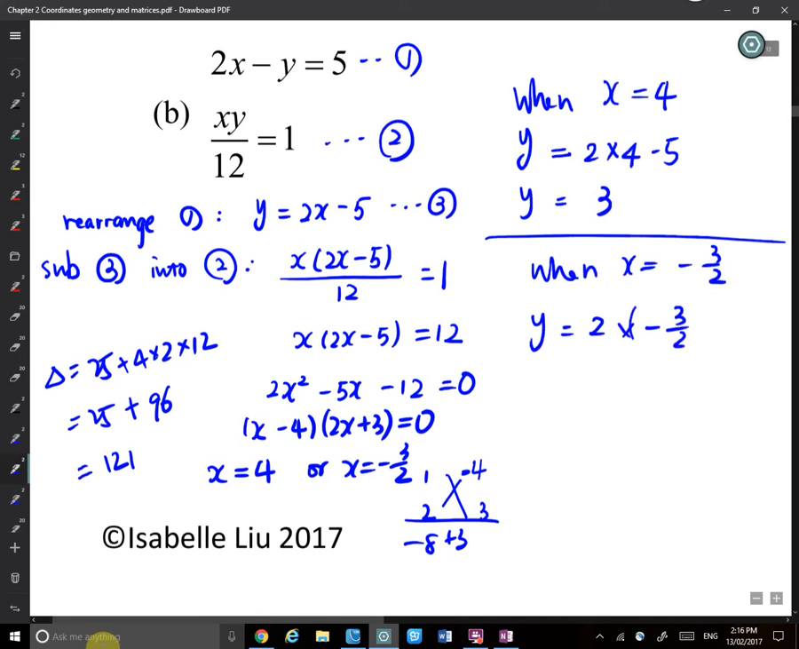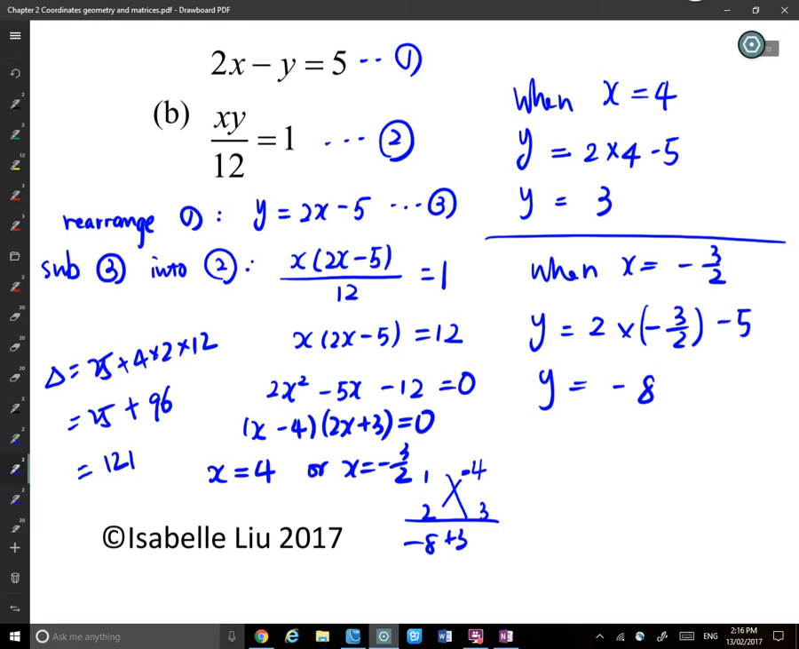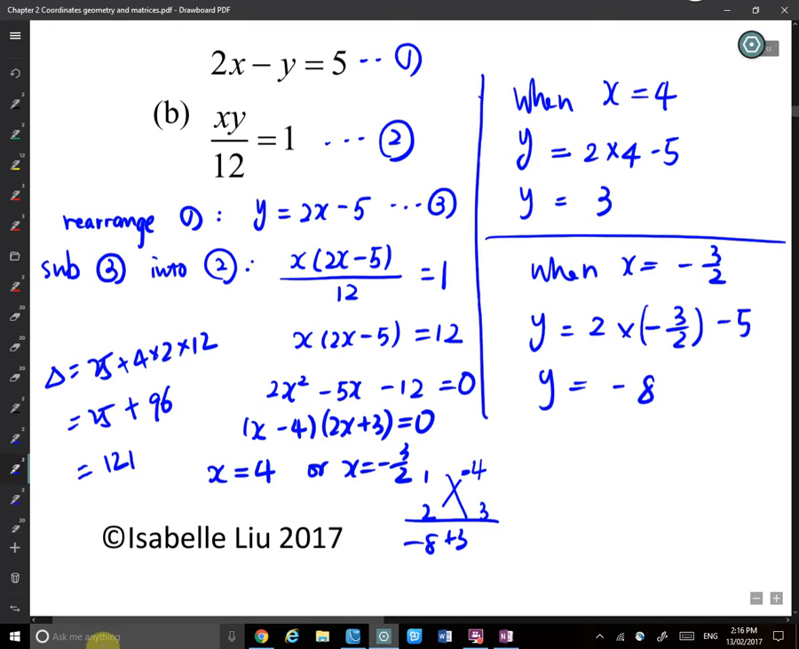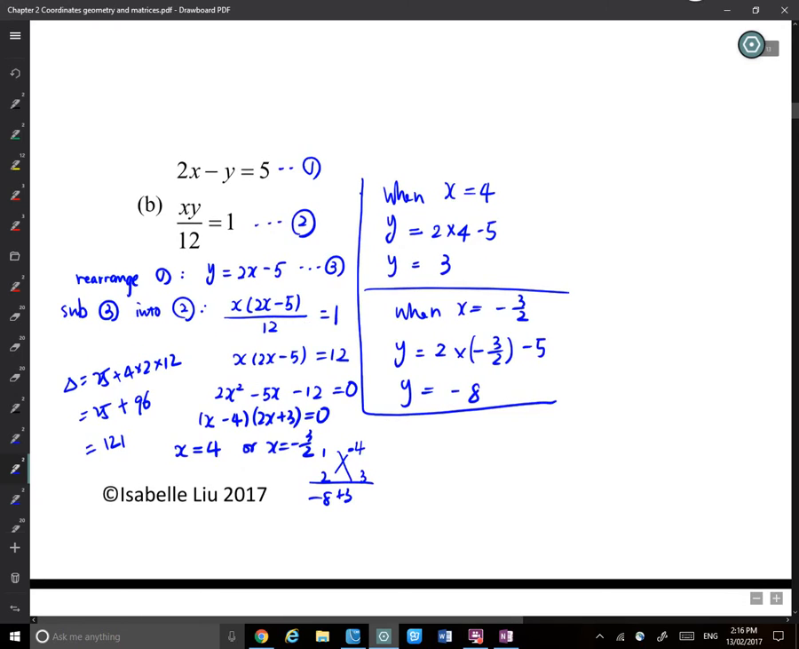negative 3 on 2 minus 5. Y equals to minus 8. Okay, so we have those two pair of values.